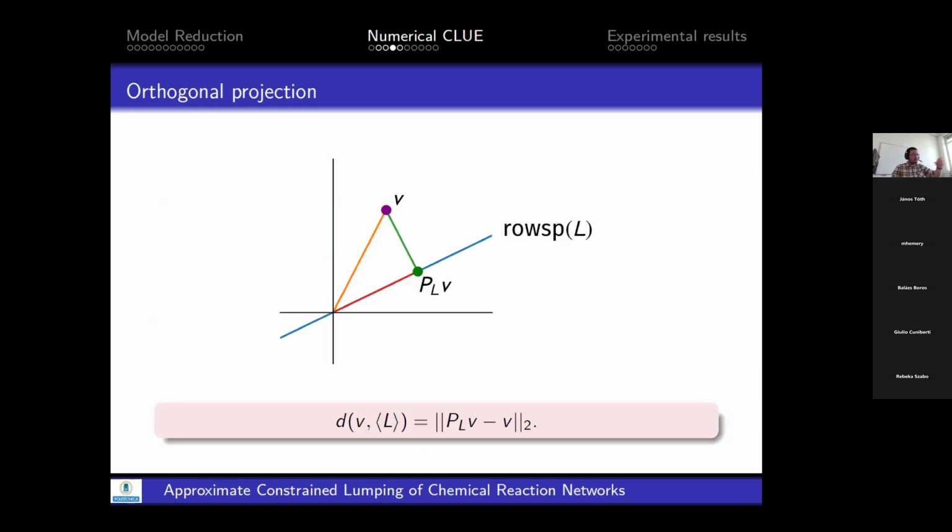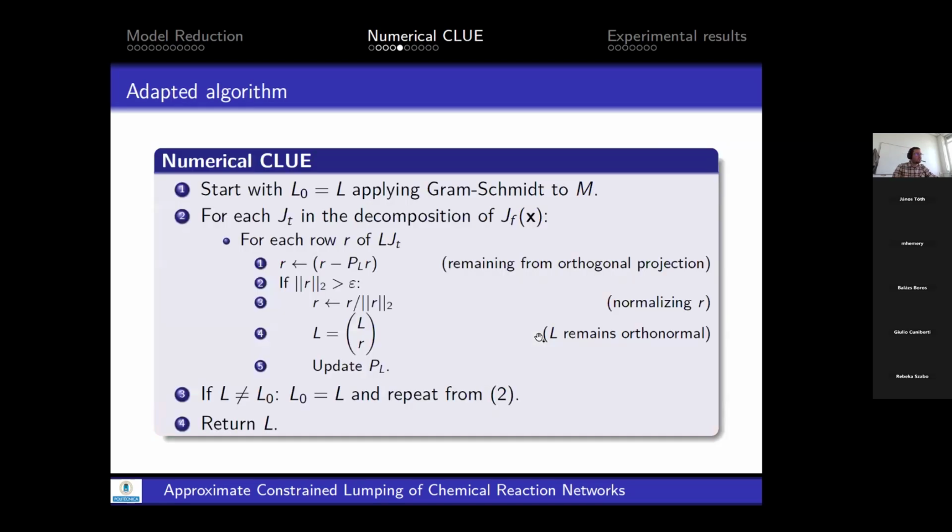So with all of this, this is the intuition that I was saying before, right? You have your vector and you have your space, this blue space that is spanned by the rows of L. You project it down, and this green line, the difference between your vector and the projection, is the distance between the vector and the space. So it's very easy to measure this distance with orthogonal projection, as in the key idea of numerical CLUE. And then the algorithm gets like this. It's the same idea as before, but with small technical changes here and there.